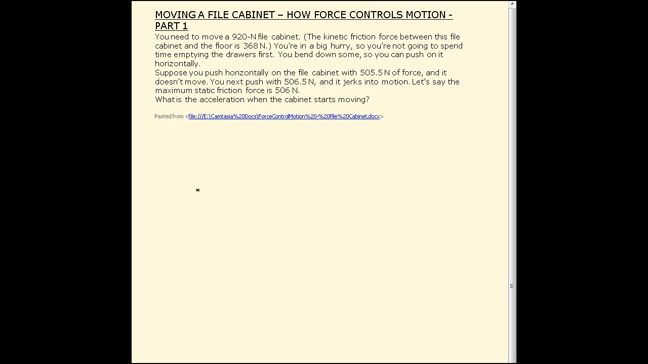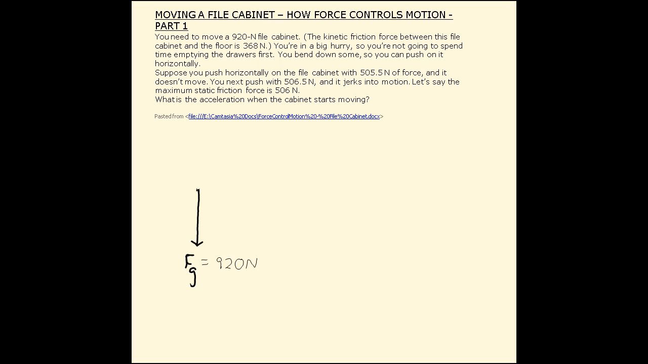Next, I'll draw the forces that are acting on the file cabinet when I'm pushing with 505.5 newtons. So I'm going to draw the gravitational force, which is vertically downward. Of course, the gravitational force acts straight downward. And since the cabinet was described as a 920 Newton file cabinet, I will label that gravitational force with 920 newtons.